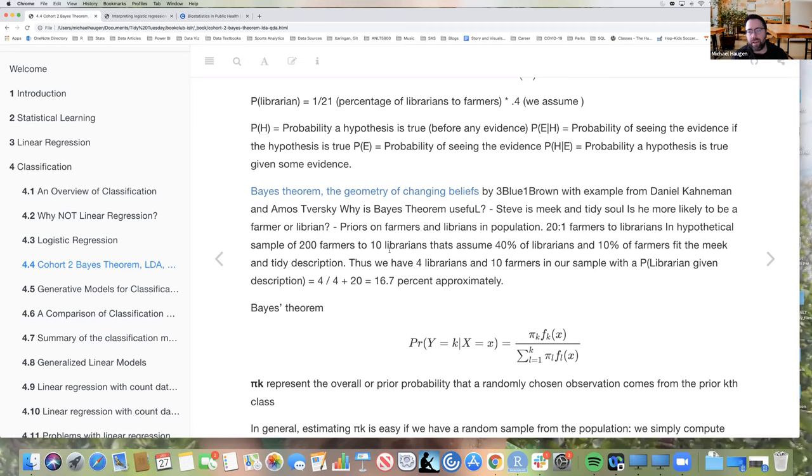assumption. The idea is that the probability of there just being a librarian in the population is 1 divided by 20. The intuition is that because there are so many farmers compared to librarians in the population, it's more likely that Steve is a farmer, because there are more farmers. Even if there are four times as many librarians who fit this description, which is where we get the 40% versus the 10% of farmers, because of that prior, we would calculate that Steve is a librarian with probability 16.7%. Did that make sense? Any comments?